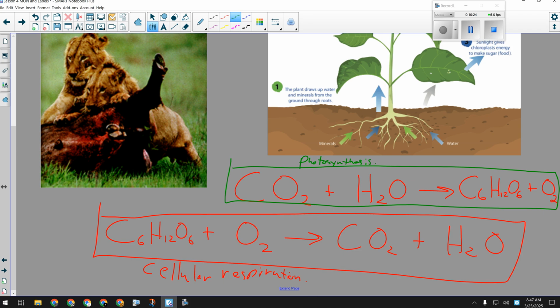Now, animals and fungi and other decomposers and things like that, they only carry out cellular respiration. They can't make their own food. They have to consume other organisms to get this. Now, how often do we consume food that's just glucose? You ever eat just glucose? Probably not. It's not something that's readily an ingredient in most foods.